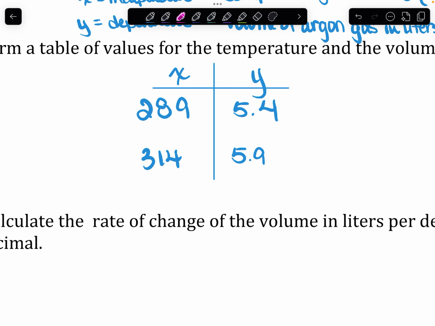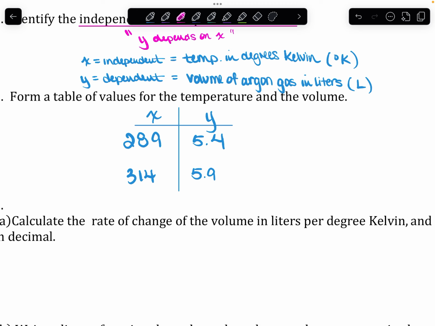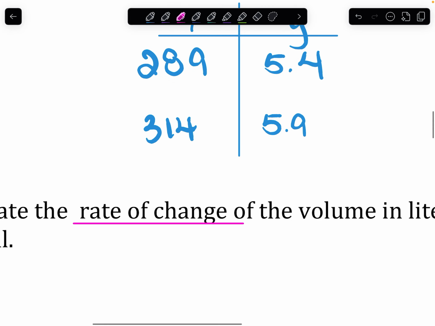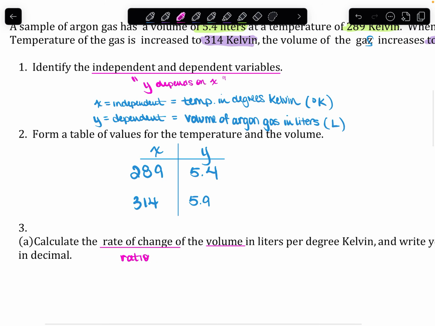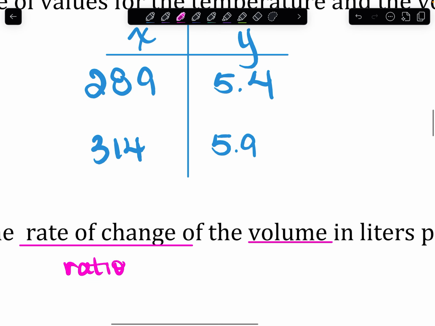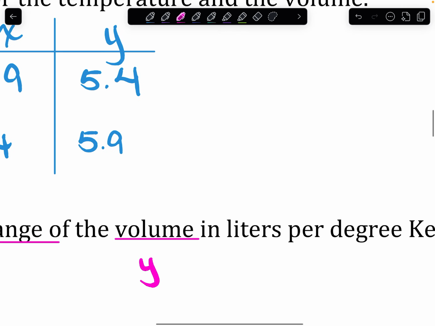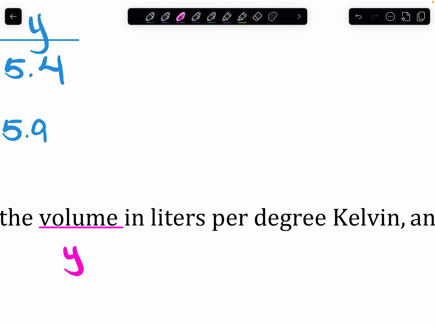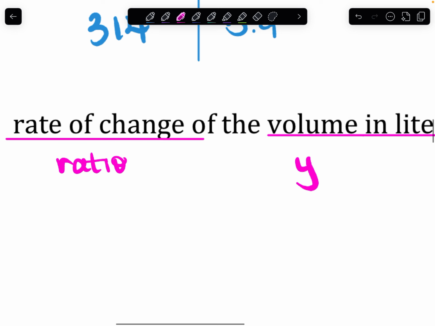What you've got to remember about your vocab here, rate of change is some sort of ratio. So we have a ratio of volume, which if you go look at your first question, volume is Y. So the ratio of Y in liters, let's go ahead and extend that line, to degree Kelvin, which is X. So we are doing a ratio of Y to X, which is just a fancy name of the slope. So what we're being asked to find here is the slope.